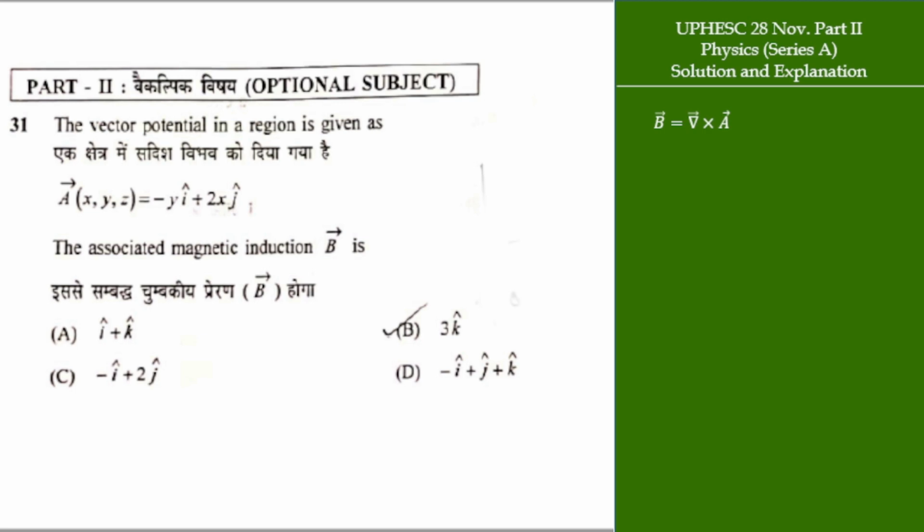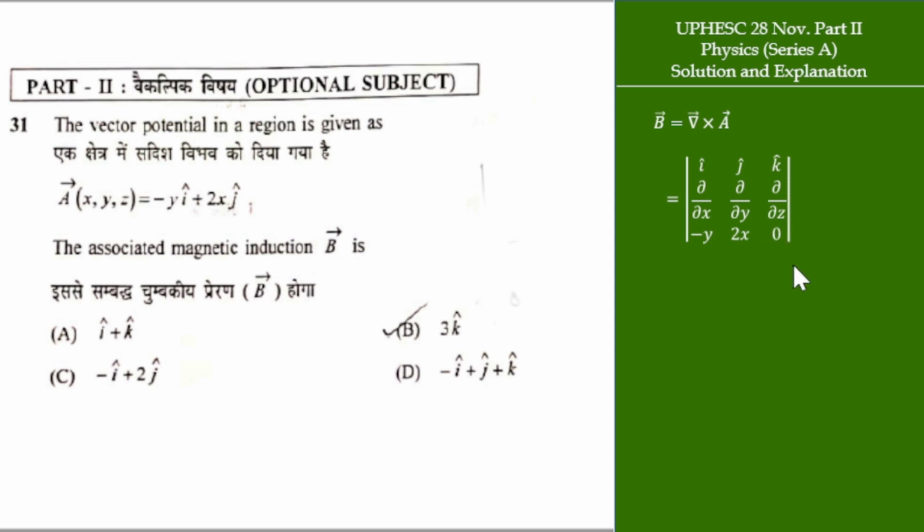This del cross A can be expressed in the form of a determinant in which the first row consists of the unit vectors i, j, k, the second row consists of the components of the del operator in x, y and z directions, and the third row consists of the components of the vector potential in x, y and z directions. In the given question, vector potential A does not have any component in the k or z direction, so we will put 0 in the third row.